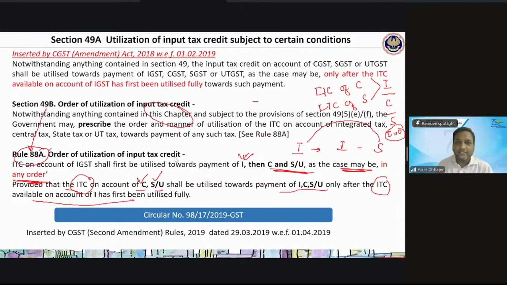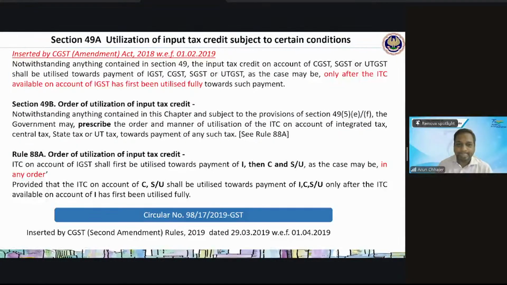Come back to Circular 98. Circular 98 has clarified one problem and created one more problem. What is being clarified? This part is clarified.